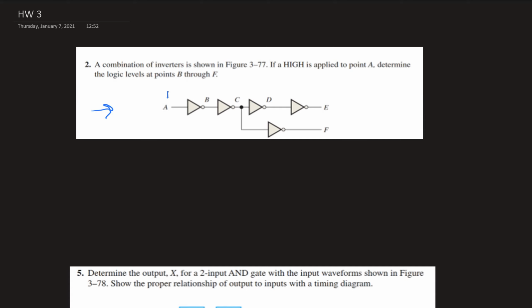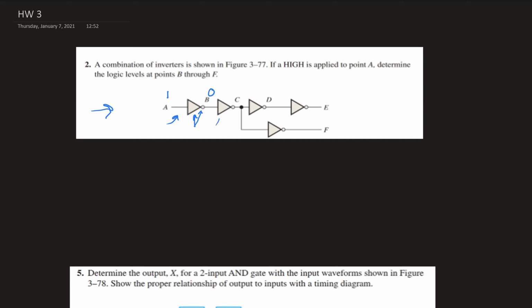So the easiest way to do this, in fact, when we get to solving bigger circuits that are more complicated, I'm always going to encourage you to do this, is to just write at the output of every gate what the value should be. So if I have a 1 coming in here, and this is an inverter because it's the triangle, and most importantly it has the bubble, that means B is going to be 0 because it's going to take that 1 and invert it to a 0 at B.